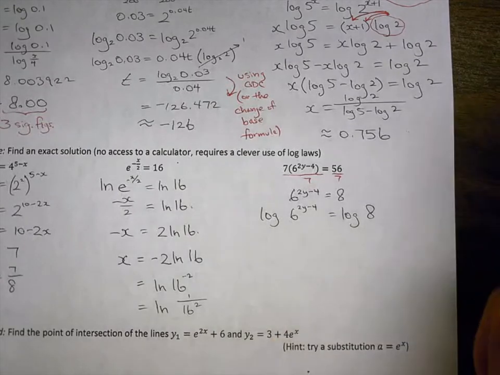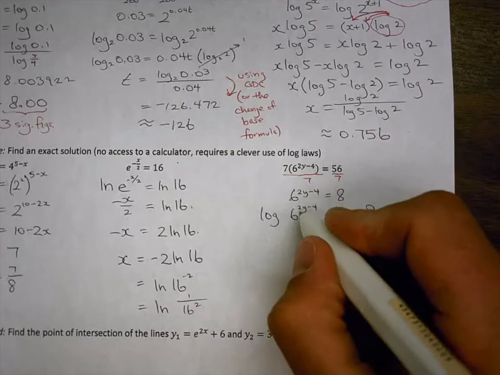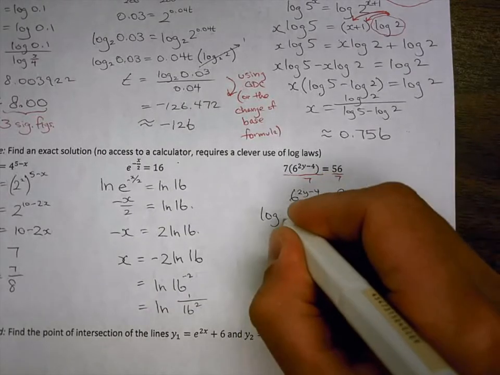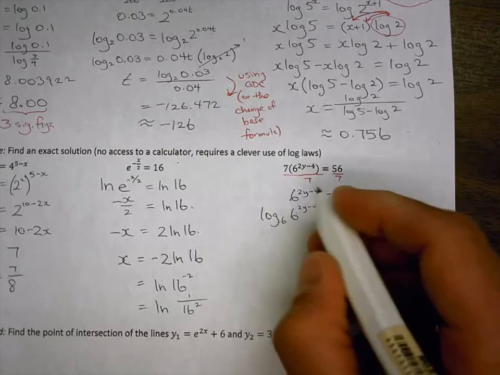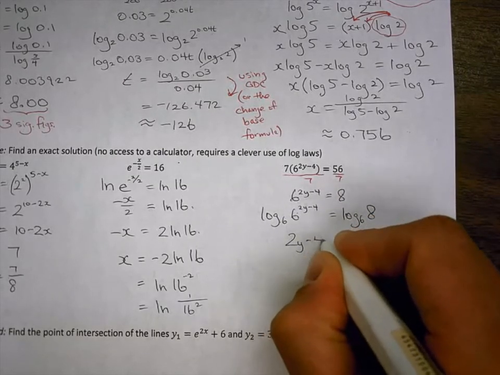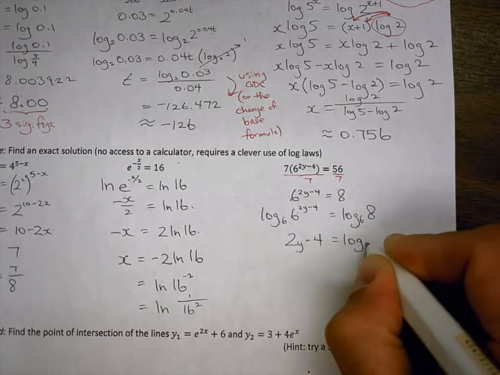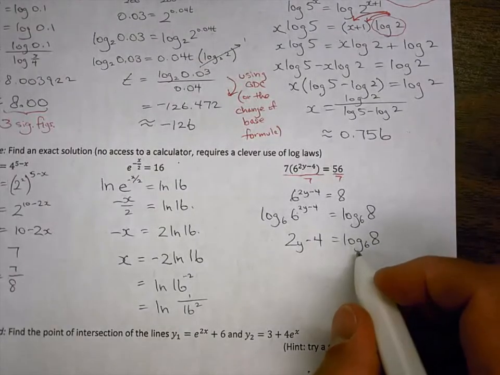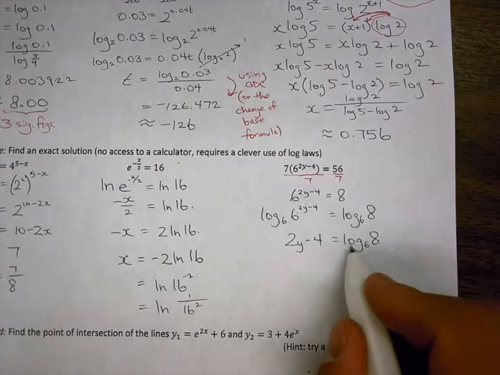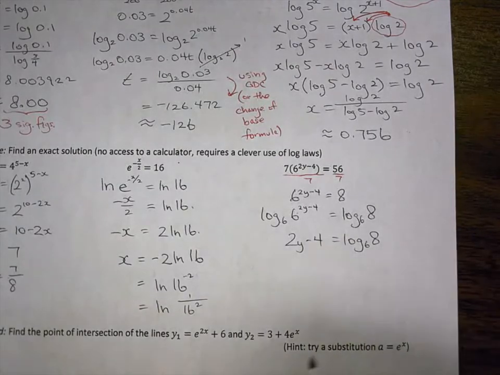Which base are you going to choose? You have to choose some base that's going to help you out. I want to try to get rid of this, so I'm going to log base 6 both sides. This effectively undoes this, so now this side is just 2y minus 4 is all I'm left with. This side I have some difficult log 8 base 6. I don't know what that is, but if I could get to the top of the roof, or if I could get the calculator, I could figure out what number this is.